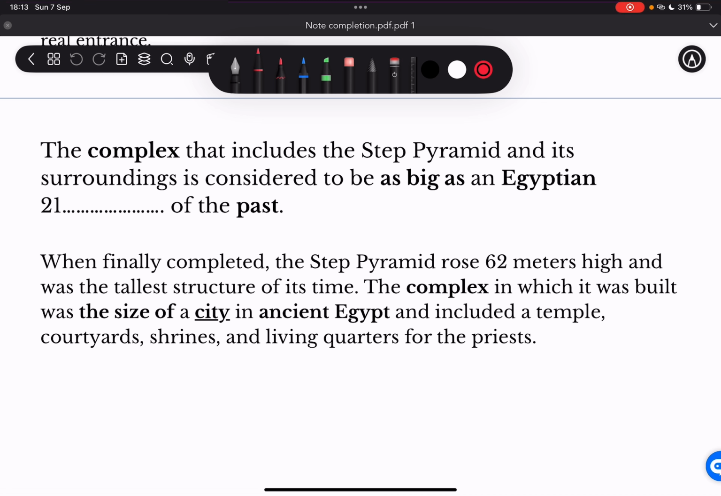We know that the construction "as something as" is actually comparing and saying that two things are exactly the same. So the complex size is the same as the size of an Egyptian something from the past. So the words past and ancient from the text, they match. And we've got the word which is missing in our sentence to fit the meaning of the text from the passage, which is a city. So we just put it as the answer: Egyptian city of the past.